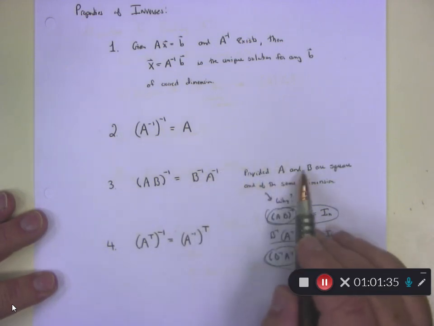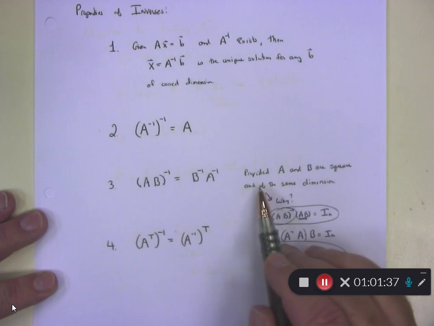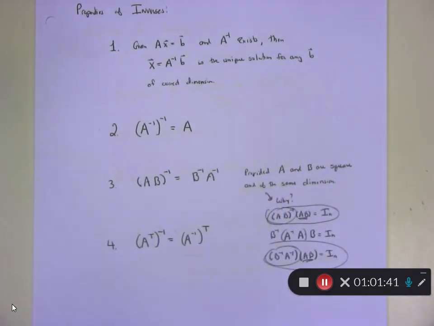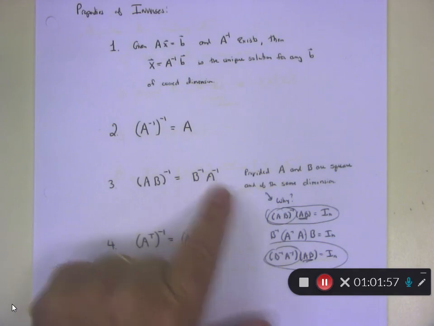Provided that A and B are square matrices with the same dimension, and of course, the inverse exists. That goes without saying. If A is non-invertible, just throw this stuff out the window. But A and B have to both be invertible. That means they both have to be square. Then if you've got (A times B) inverse, that's equal to B inverse times A inverse. This is the math on how you get that. Why?